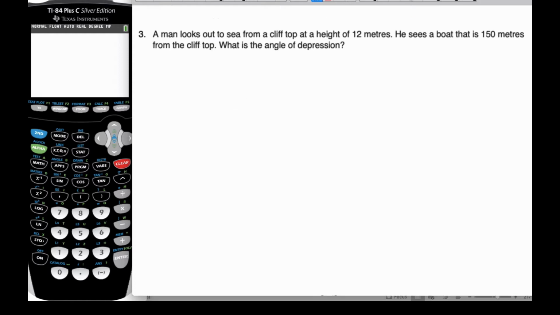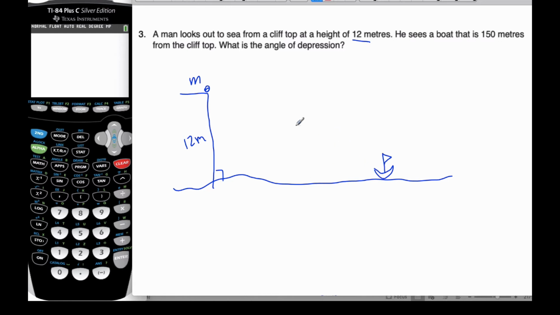Let's try an example. A man looks out to sea from a cliff top. I've got a cliff here and a sea, so I know it's a right angle. Here is the man at the cliff top, we'll call it M, and the cliff top is 12 meters. He sees a boat that is 150 meters from the cliff top. Here's the boat out at sea. From the cliff top to the boat is 150 meters. What is the angle of depression?